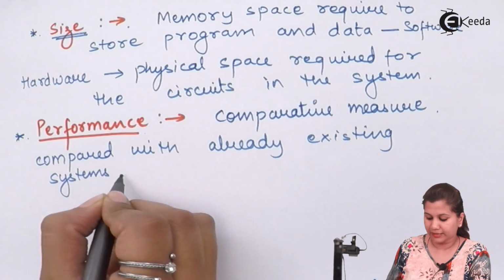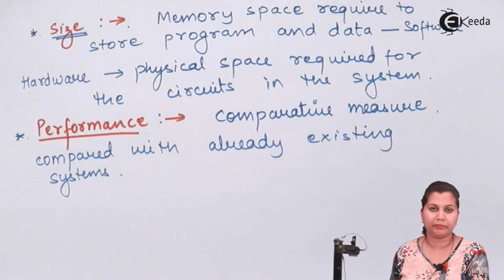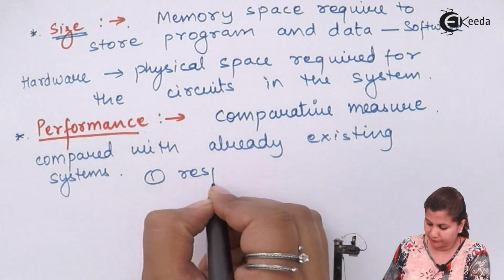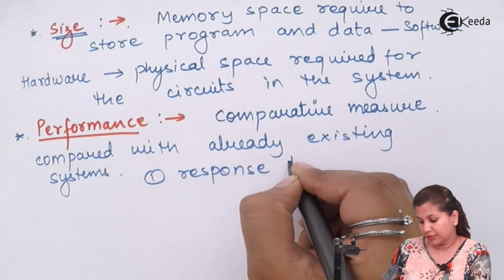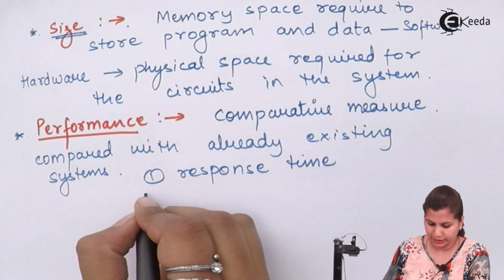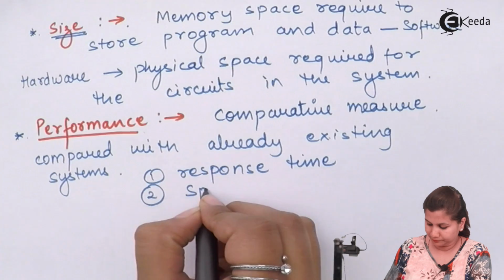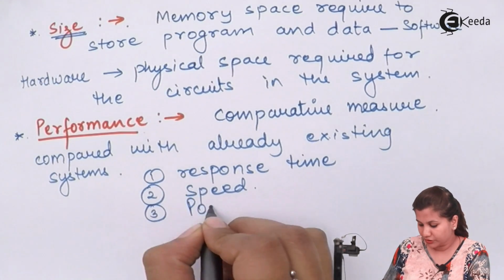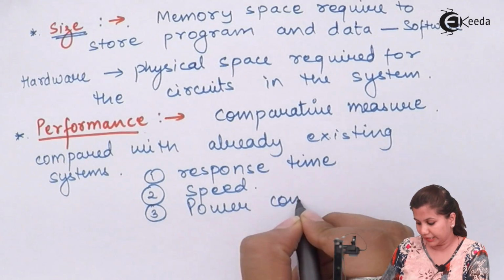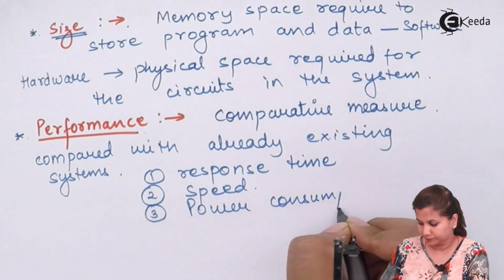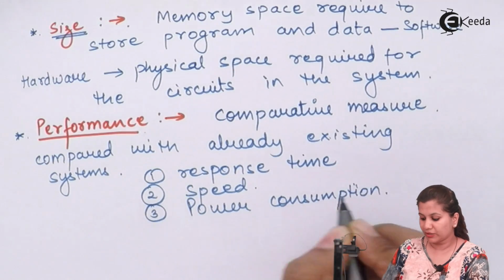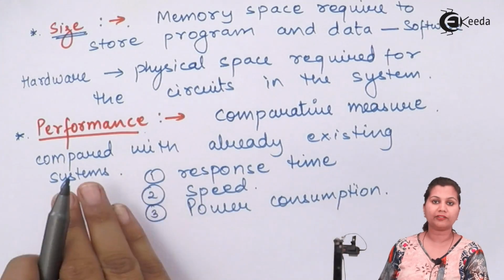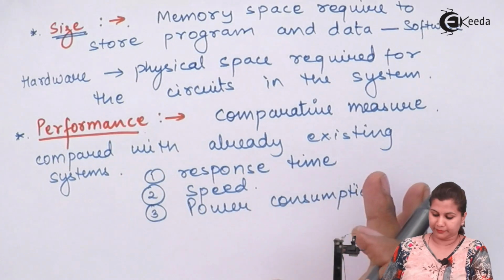And this comparison is done on the basis of different parameters. Like we will see what the response time is. We will check which system is responding faster. Then we will check their speed, and their power consumption, to see which system is consuming less power. So on the basis of these parameters, we will do the comparison and check which system is performing better.